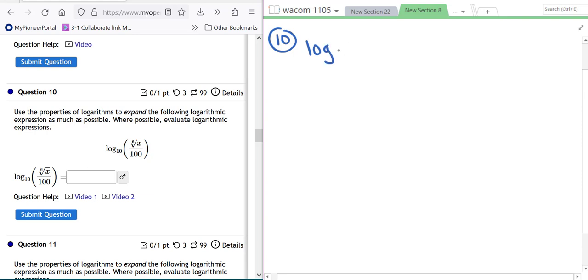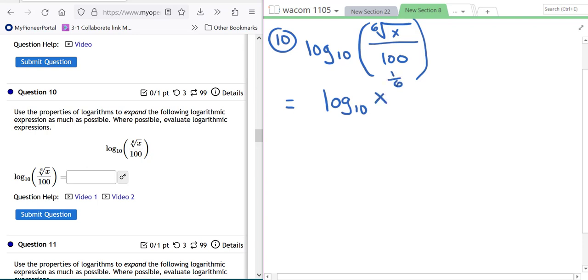So we have the log base 10, and they put the 10 on there. They didn't have to, but they did. Of the 6th root of x over 100. And so this will be a subtract. And also we're going to change the radical to the rational exponent form, which is x to the 1/6. I'm going to go down to write this one. So I have log base 10 of x to the 1/6 minus log base 10 of 100.